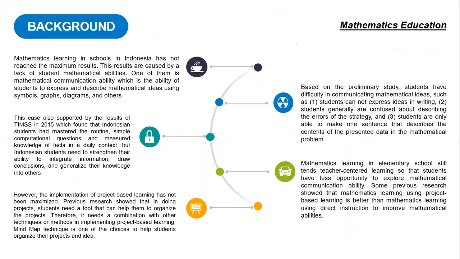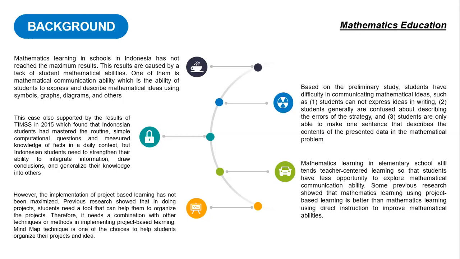Mathematics as a universal science is an important field of science that must be mastered by students. However, mathematics learning in schools in Indonesia has not reached the maximum results. These results are caused by a lack of student mathematical abilities. One of them is mathematical communication ability.